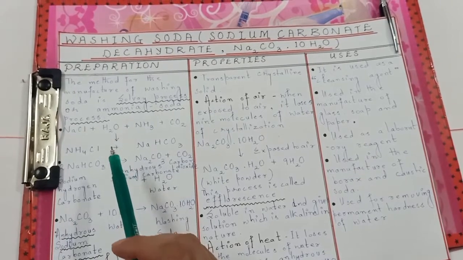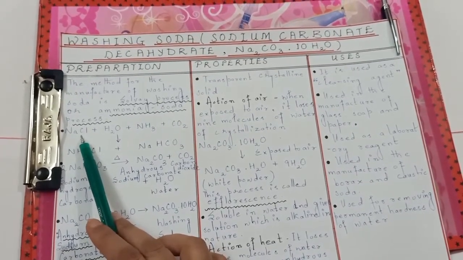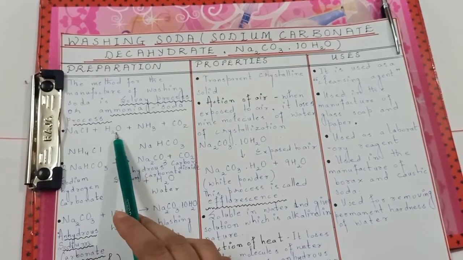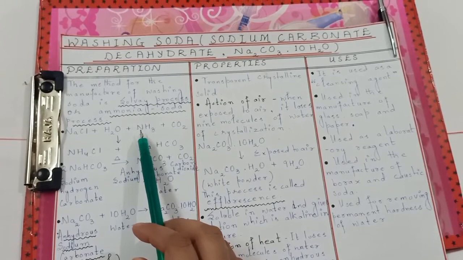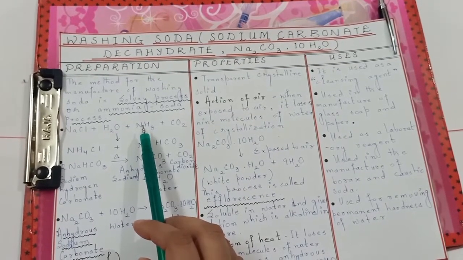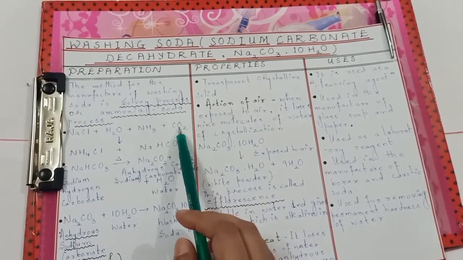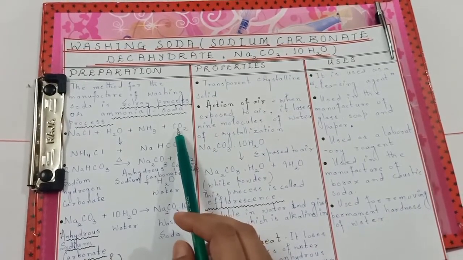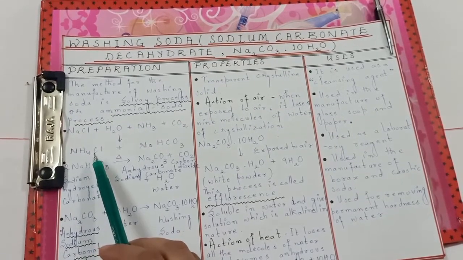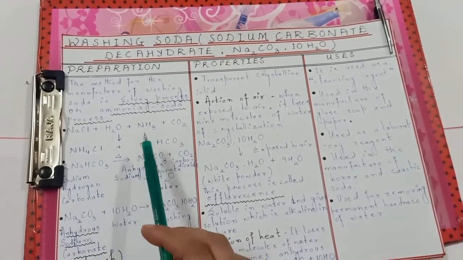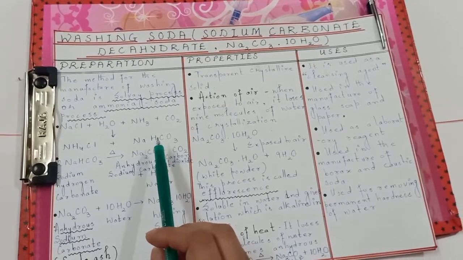So first of all, we have taken brine solution, which is concentrated aqueous solution of sodium chloride in water, and we are going to pass ammonia gas through this solution, and then you are going to get ammoniacal brine solution. Then carbon dioxide gas was passed through ammoniacal brine solution. As a result, two products we will be getting, that is ammonium chloride salt and sodium hydrogen carbonate, which is commonly known as baking soda.